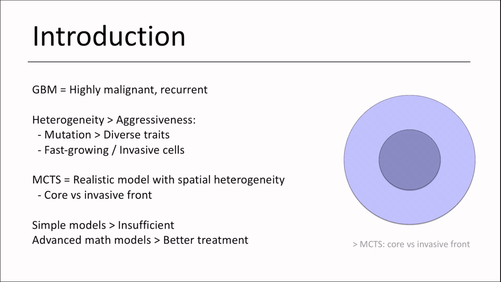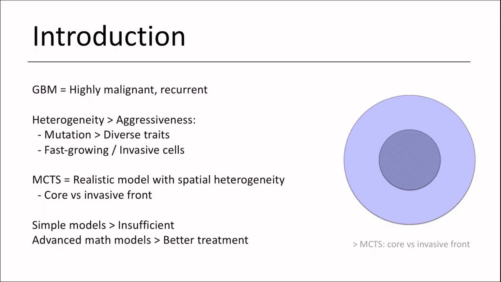Glioblastoma, or GBM, is one of the most aggressive types of brain tumors. Even after treatment, it tends to recur and progresses very rapidly. But what makes GBM particularly dangerous isn't just its growth, it's the fact that it shows a high level of intratumoral heterogeneity. As cancer cells keep mutating, they develop different characteristics. Some cells grow and divide quickly, while others are better at invading surrounding tissues. This diversity makes GBM harder to treat and predict.